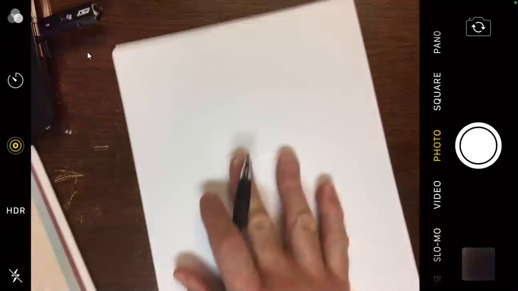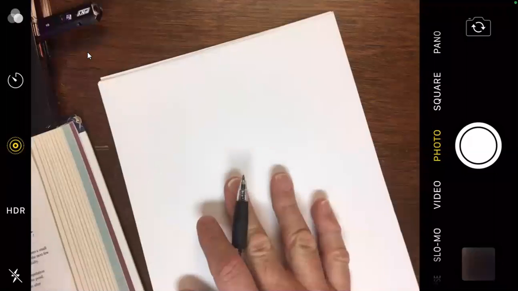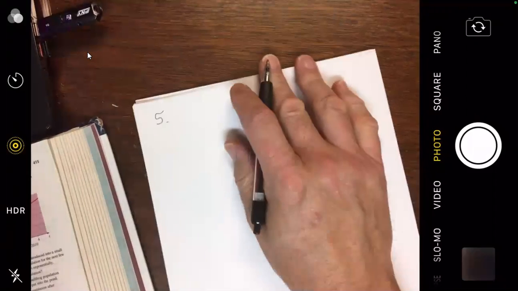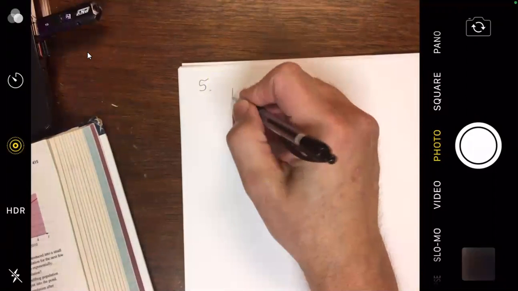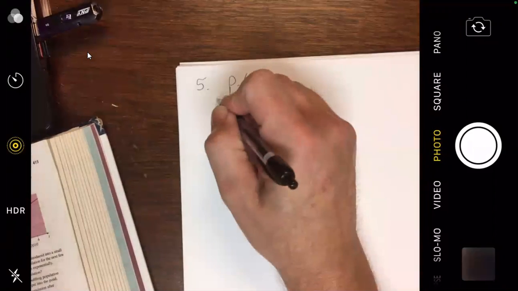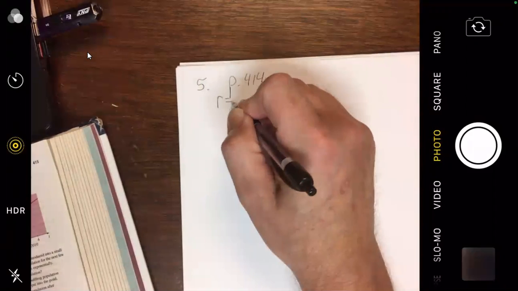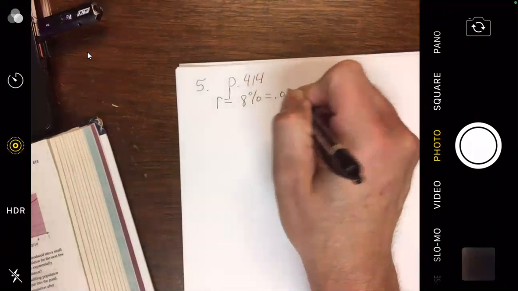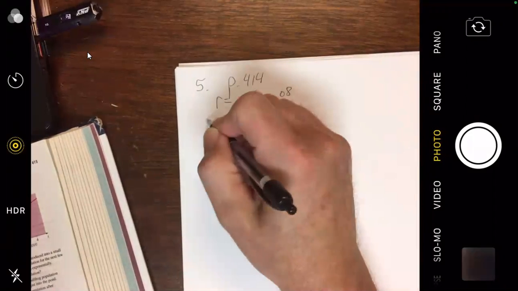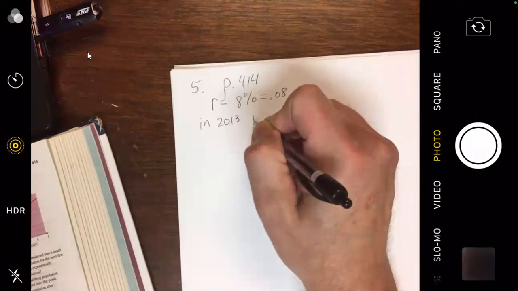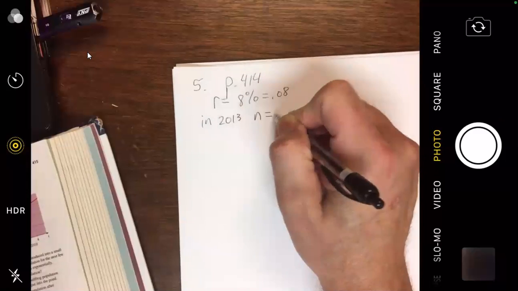All right, let's try number 5, which is a straight exponential. Page 414, fox population. Growth rate, usually use R. It kind of parallels interest rate, 8%, 0.08. In 2013, the population is 18,000.